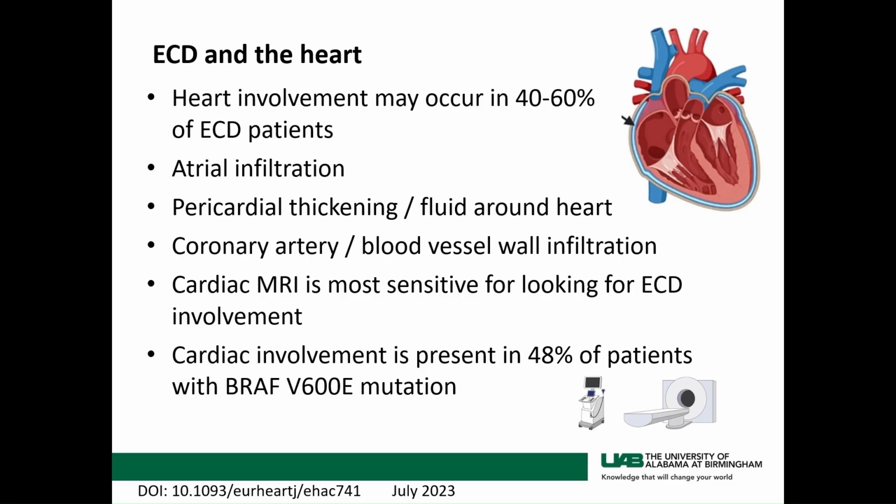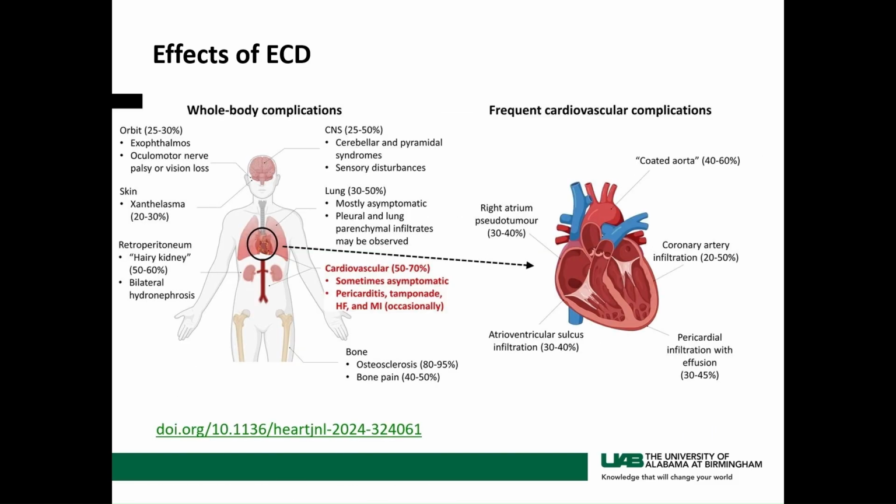Data shows it can be anywhere from 40 to 60% of patients. One of the most common areas where ECD will affect the heart is atrial infiltration. It'll actually be noted in the top chambers, those atria. They'll see pericardial thickening and even sometimes fluid that will accumulate around the heart. Not only can it be in the heart, it can be in the blood vessels called the coronary arteries that feed the heart, as well as in the aorta. Cardiac MRI, hands down, is the most sensitive way to look for ECD in the heart, and I'll show some good pictures of that. And cardiac involvement is present in about 48% of patients that have the BRAF mutation.